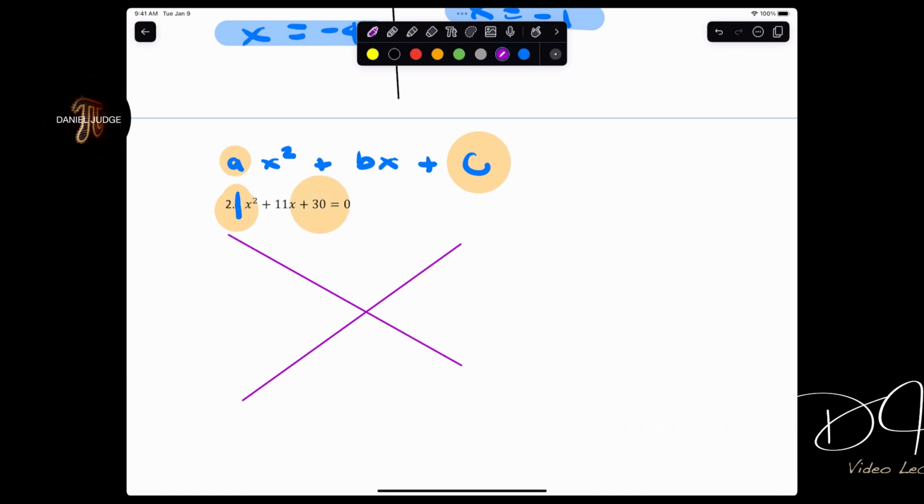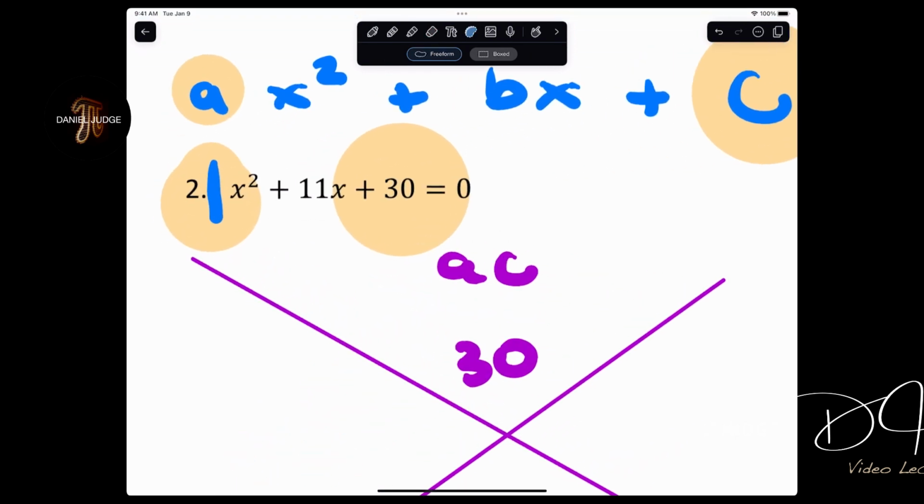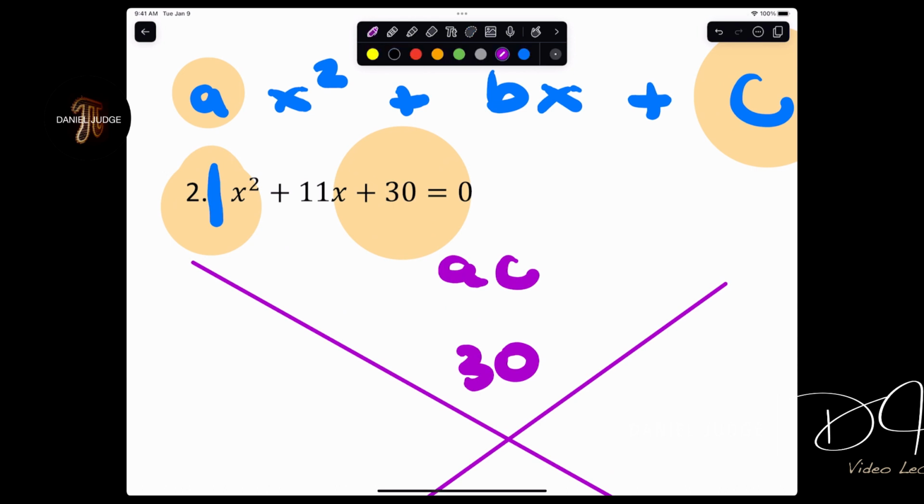So I need a product whose AC, and that's 1 times 30. Okay, so that's going to be 1 times 30, which will be 30. Because A is 1 and C is 30. They're right here. Okay, here's going to be the A value, the B value, and the C value. So 1 times 30 is 30.